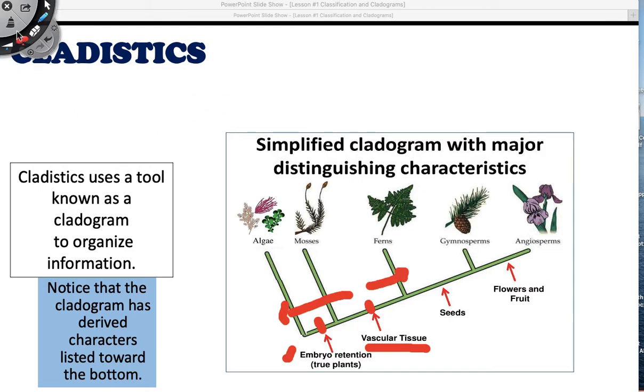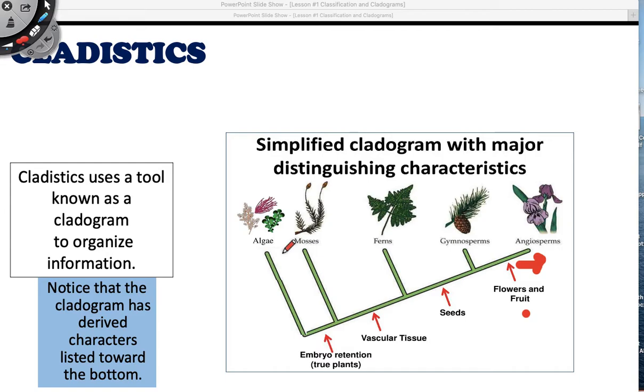If we look at seeds, for example, we know that the evolution of the seed came about here. So ferns, mosses, and algae do not possess seeds because they fall on the left side of the cladogram, and gymnosperms and angiosperms do possess seeds. Same thing for flowers and fruit, right? The only organisms that possess flowers and fruits are the angiosperms because they happen to be on the right of this cladogram.